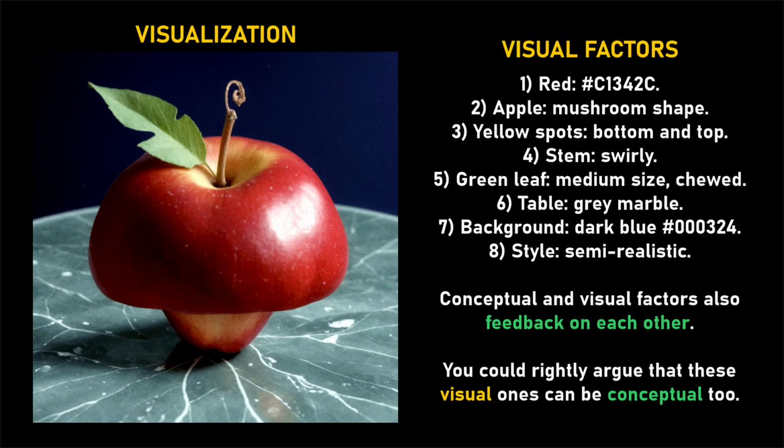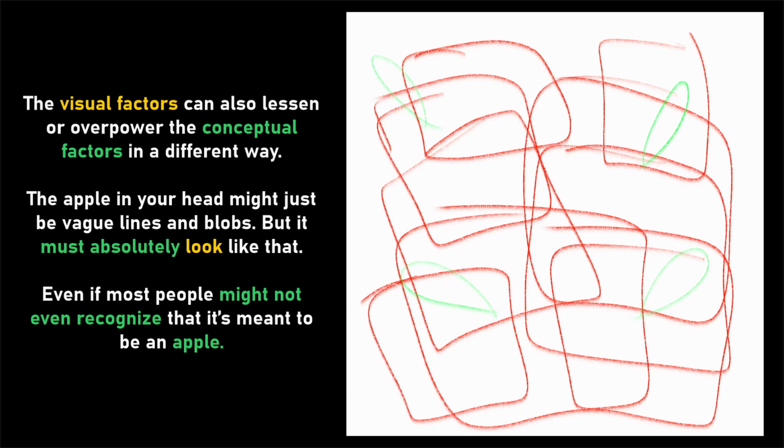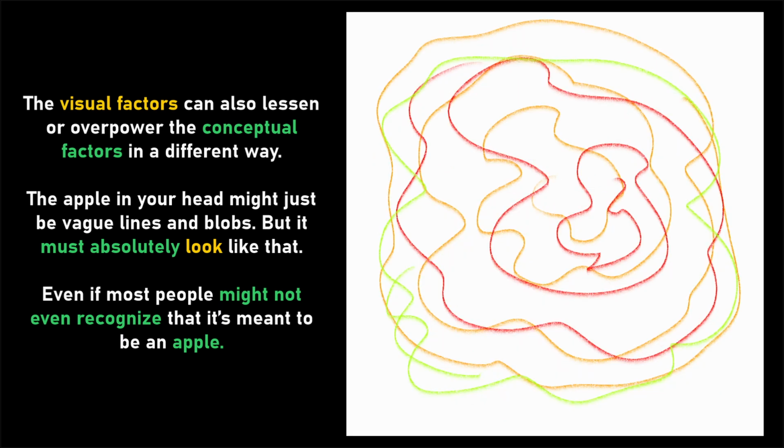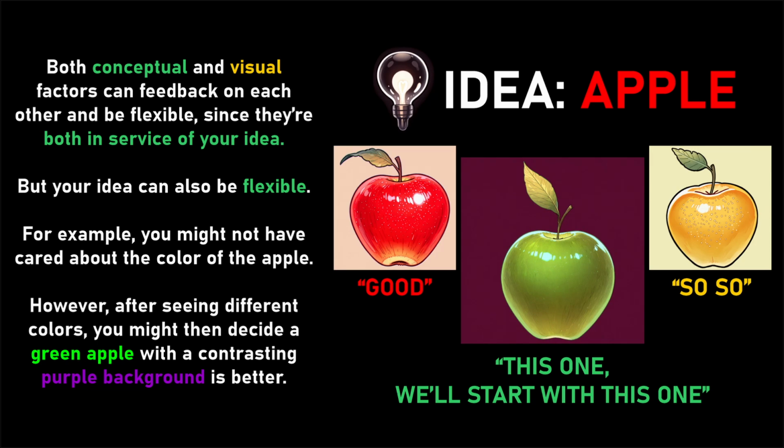The visual factors can also lessen the conceptual factors in a different way. Your mental image might vaguely or barely at all resemble an apple. It might just be vague lines, shapes, or blobs of colors. But the result must absolutely be exactly how you already see it and how you want it to look, even if most people might not even recognize it's meant to be an apple. Both conceptual and visual factors can also provide feedback on each other and change as your creative process goes along.